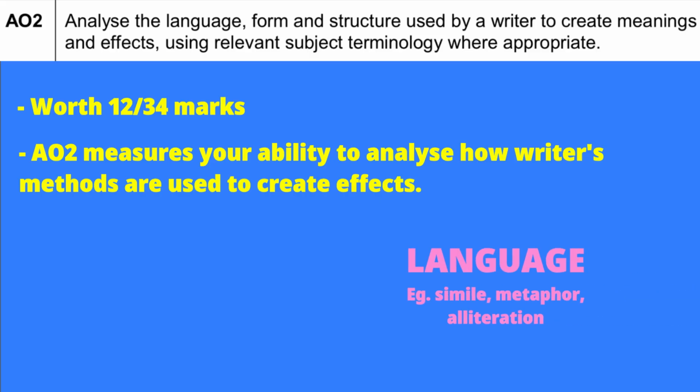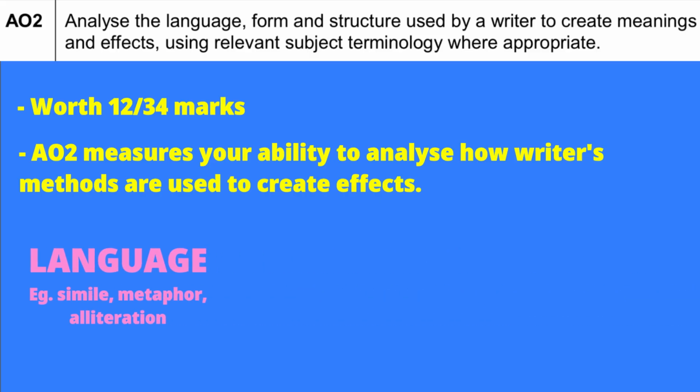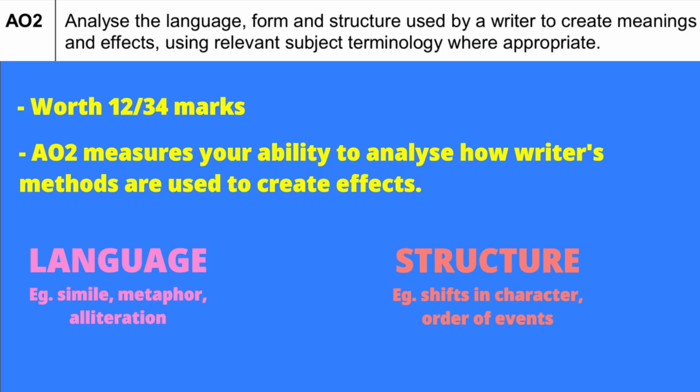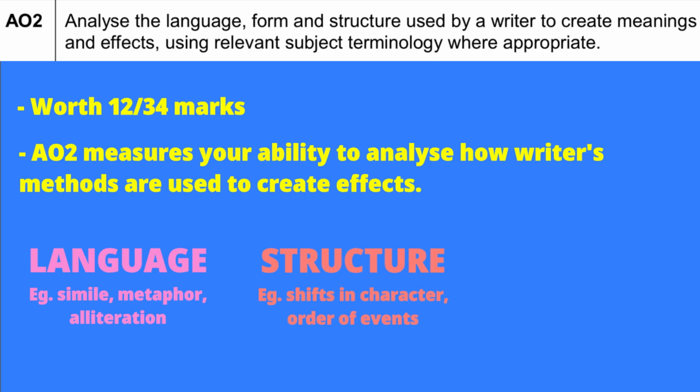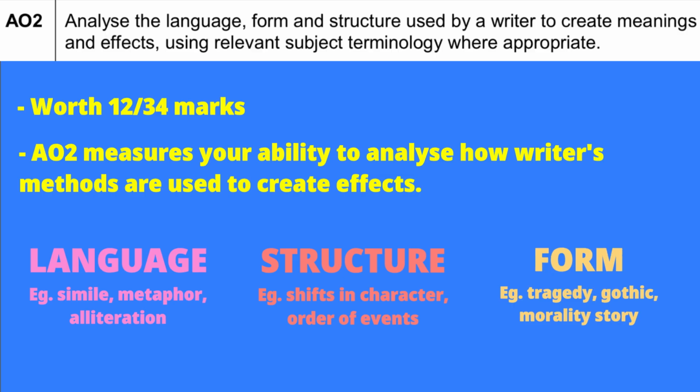They list language, things like similes, alliteration, metaphors, etc. Structure, which is shifts in character, order of events, etc. And form, which means the style of a text. In Macbeth's case, it's a tragedy. And you can display knowledge of any of these specific methods to obtain marks.